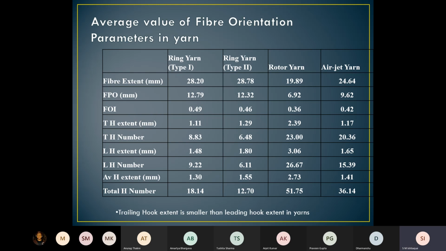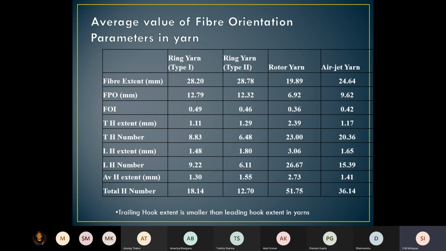If we talk about this FPO, it is again giving the same. You get the highest value of FPO in case of ring yarn, followed by air jet yarn and rotor yarn. But once we say FPO, my only issue with FPO is that sometimes I may be biased towards selecting two adjacent fibers. So that might sometimes give us wrong values.